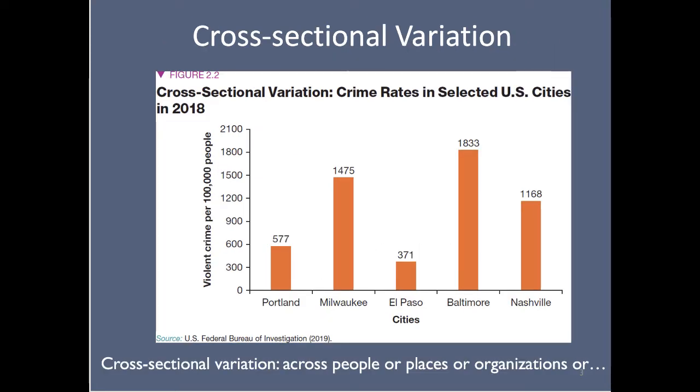A good theory would also explain the cross-sectional variation. If you look at these cities, you see crime is particularly high in Baltimore and Milwaukee, lowest in El Paso, among the cities we're looking at here, chosen to be similar in size to Portland. So cross-sectional variation in this case means across cities, but the term in general is across people or places or organizations. So it's like a single point in time looking across some unit.